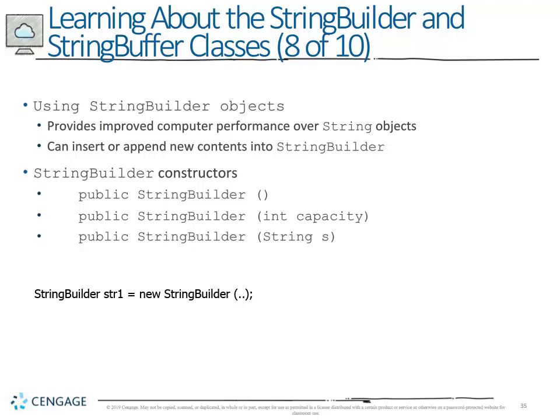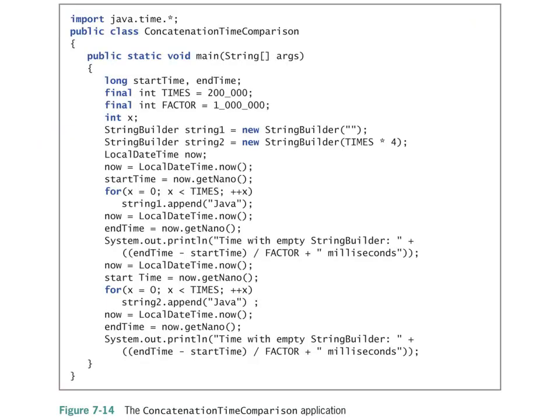There are many StringBuilder methods. For example, the append method. It adds characters to the end of a StringBuilder object. In this example, we have string1.append("Java"). So Java will be appended at the end of string1.